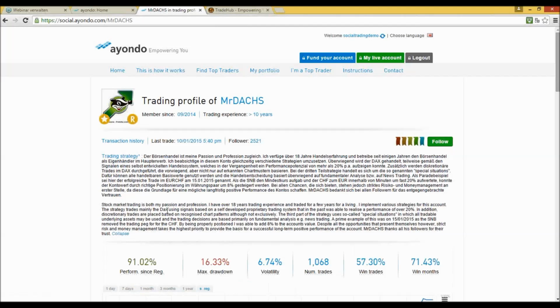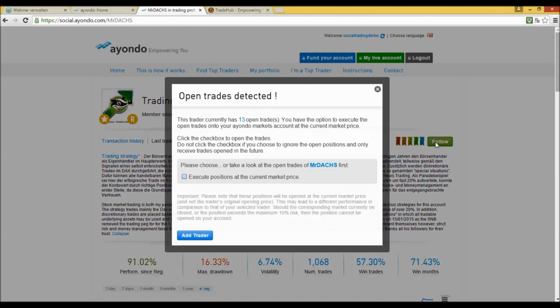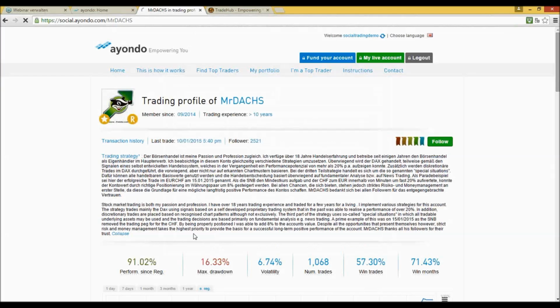So we can see here his stock market trading is both his passion and profession, and he's been trading over 18 years. I'm happy with that. I mean, his performance speaks for itself. So what we'll do, we'll click on follow. And again, it's prompted me with the open trades detected box, which we had before. Again, we're not going to enter in the current market levels. We'll leave that box empty and we'll add the trader.